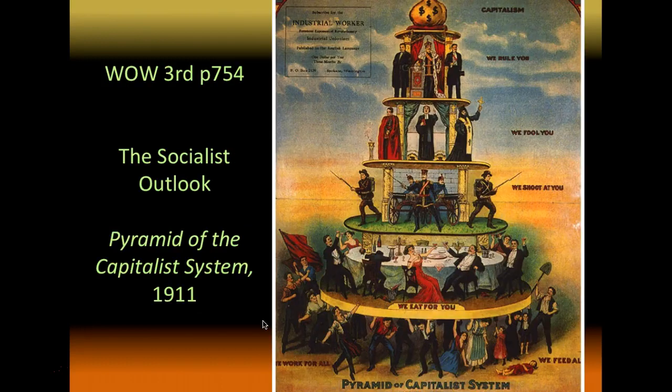This image is the socialist outlook, and this is the pyramid of the capitalist system. At the very top, we see big money, and it is followed quickly under by the rulers, and it says, "We rule you." And down here we fool you, and these are the religious leaders who come together with the powerful political leaders to control the people. And down here we have "we shoot at you." There's the military who is protecting both the religious leaders and the political leaders.